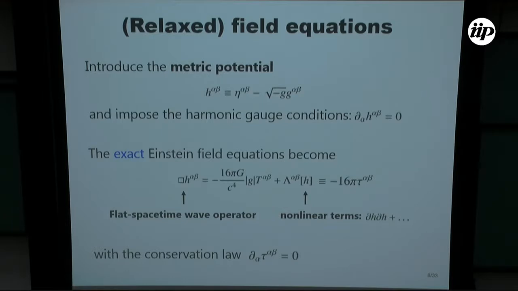Let me explain this way. If I plug into the exact Einstein equation and try to write it in terms of H, the left-hand side cannot be written with the flat space-time wave operator. So we need to write the Einstein equation as something like a wave equation in flat space-time, and the harmonic gauge condition is one convenient way of achieving this goal.